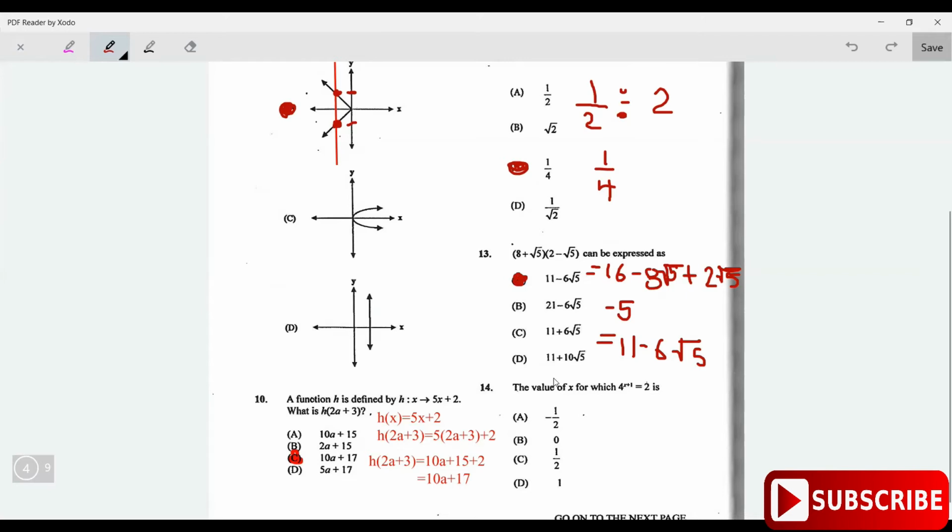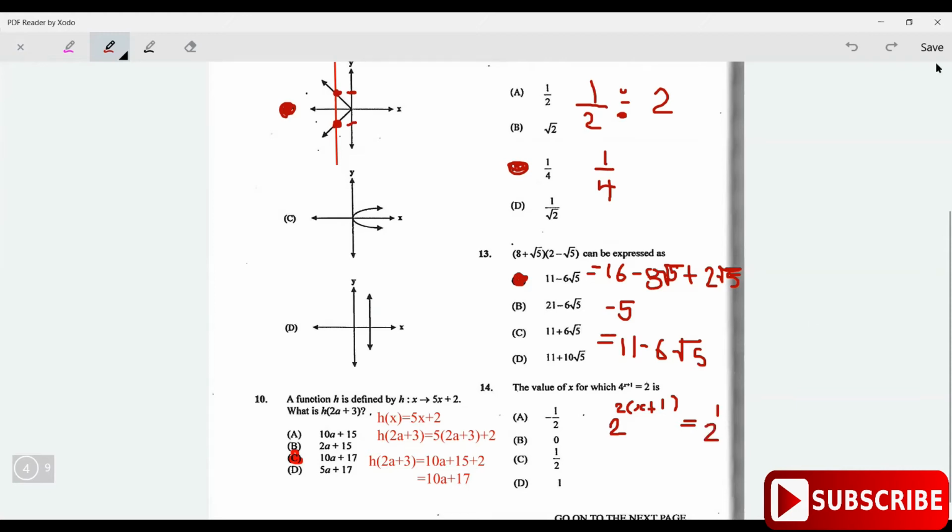Question 18. Find the value of x. Oh, that's not 18, it's 14. Need to put on my glasses here. So find the value of x for which 4 to the x plus 1 is 2. If 4 to the x plus 1 is 2, we can rewrite this to base 2 as 2 to the 2 times x plus 1, and that is equal to 2 to the 1.